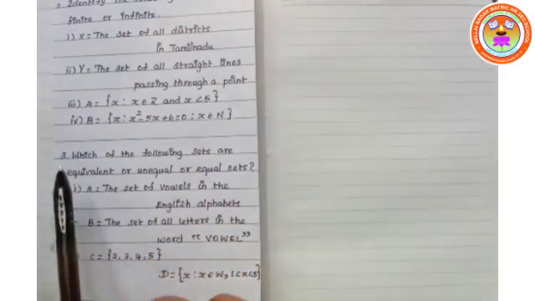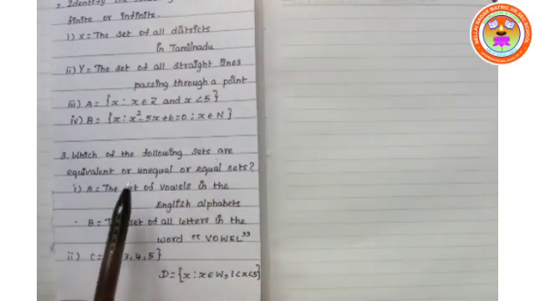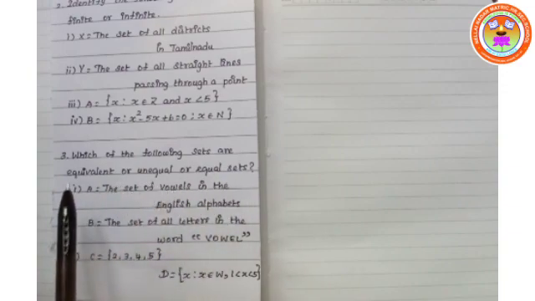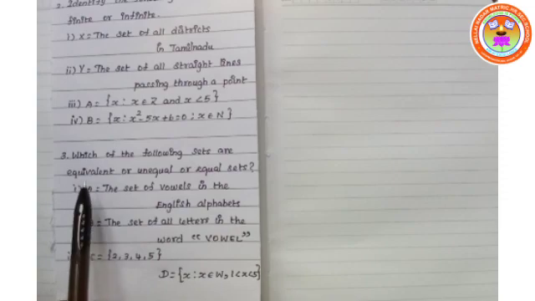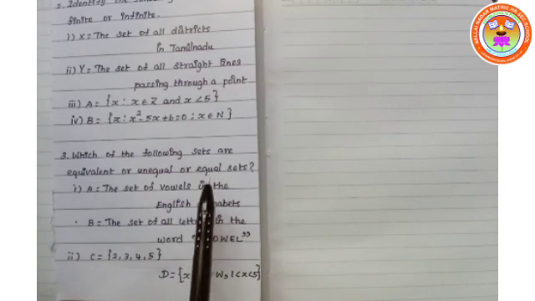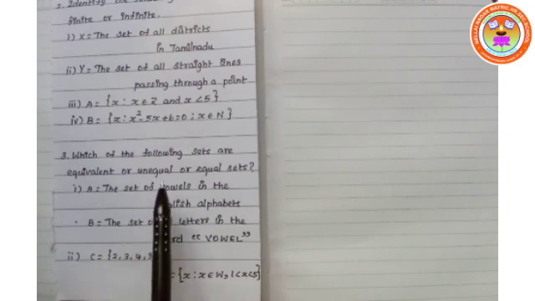Now, see question number 3. Which of the following sets are equivalent, unequal or equal sets? We say two sets are equivalent if the two sets have the same number of elements. We say two sets are equal when the two sets have exactly the same elements. Otherwise, we can say the two sets are unequal.